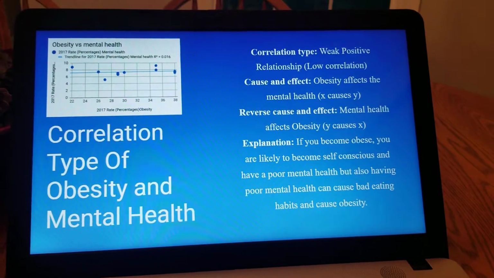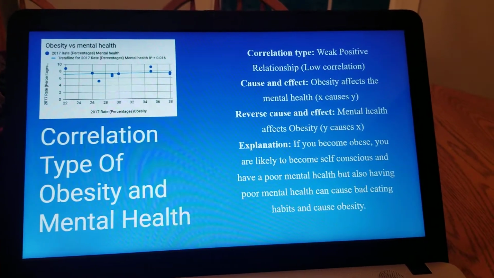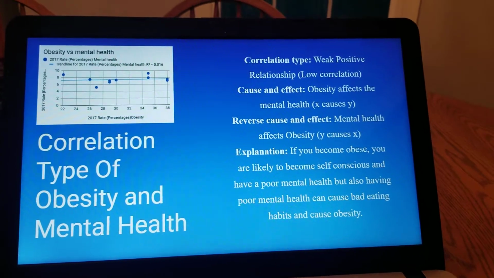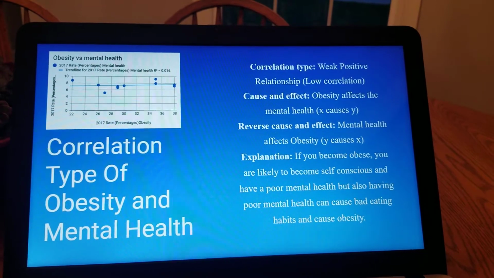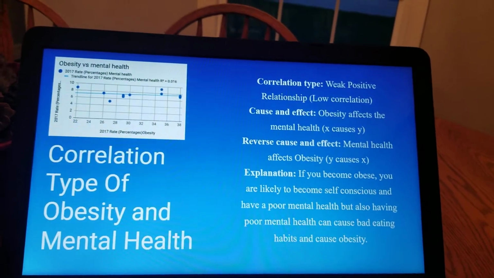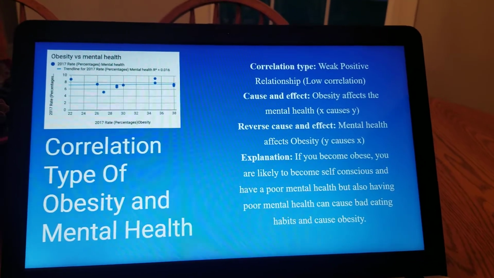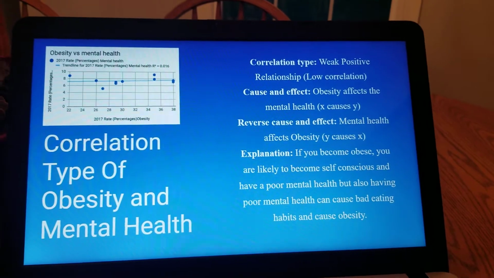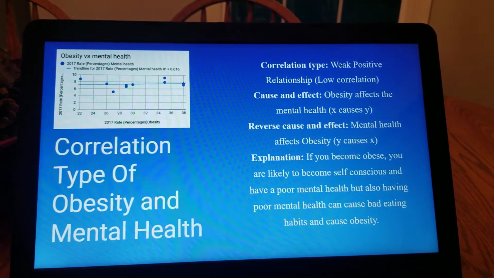So now the correlation type of obesity and mental health. The correlation in the comparison chart between obesity and mental health is a weak positive relation, and it is a cause and effect and also reverse cause and effect, because obesity can cause poor mental health and mental health can cause obesity. Because if you become obese, you're more likely to become self-conscious and have poor mental health, but also having poor mental health can cause bad eating habits, which can lead to obesity.